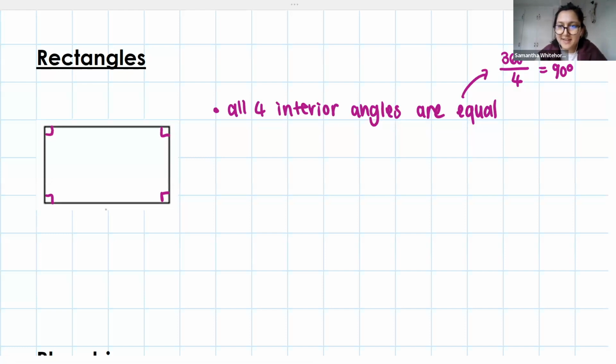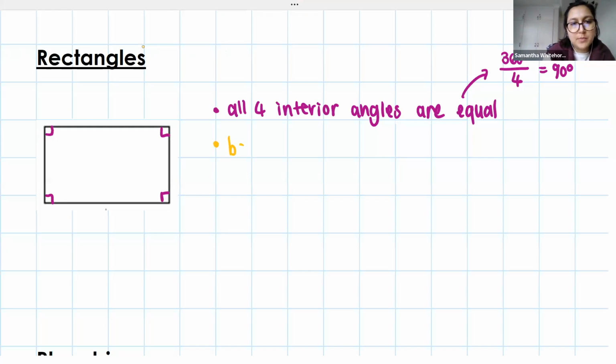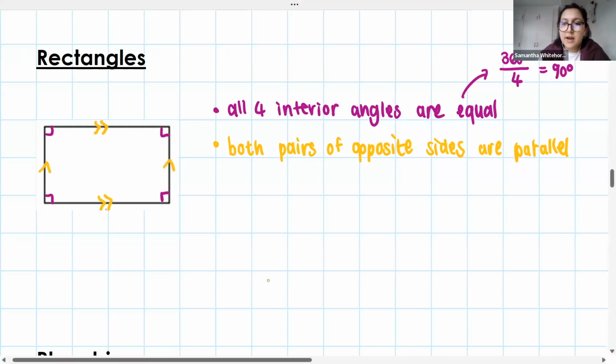I'm good. It says opposite sides are parallel. Perfect. Okay, so guys, the next characteristic we have here is that both pairs of opposite sides are parallel. Now that should remind you of a parallelogram. And so what that actually means is that a rectangle is a special type of parallelogram. So our opposite sides are parallel to each other. And again, a rectangle is therefore a special type of parallelogram.